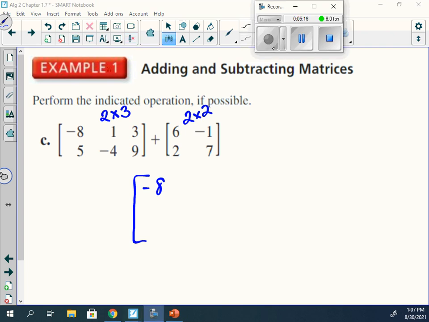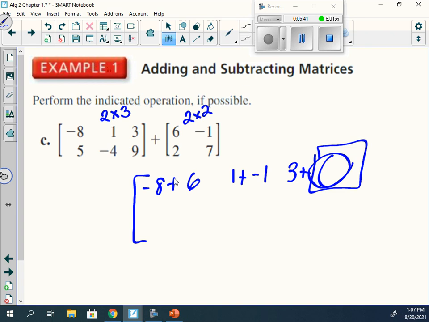So, let's look at this here. If we tried to do this addition, we would say negative 8 plus 6. Then it'd be 1 plus negative 1. And 3 plus, well, we don't have anything to add to it. We can't do it. We can't add 0 because 0 is an element, because we've had spots where 0 does show up. So we can't add a 0 in there, and because there's nothing to add to it, this here is not possible. Because the only way that we can add or subtract two matrices is if the dimensions for them are the exact same.